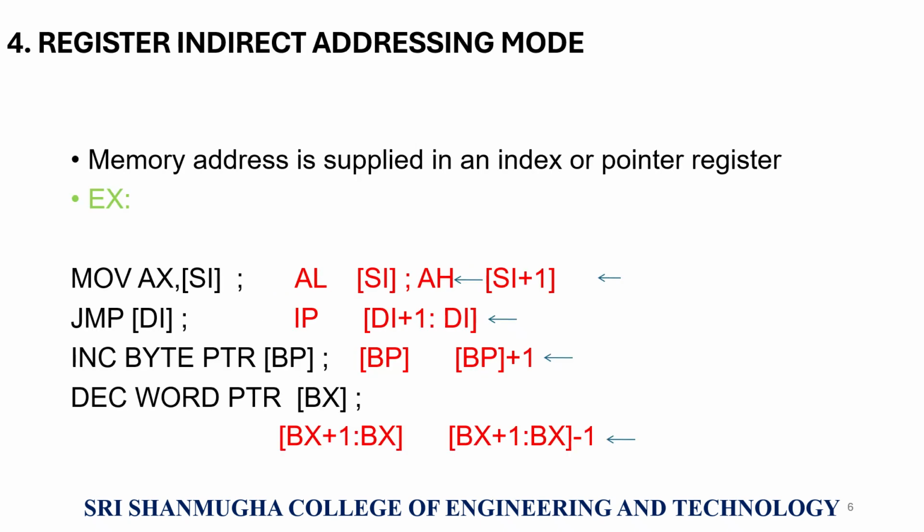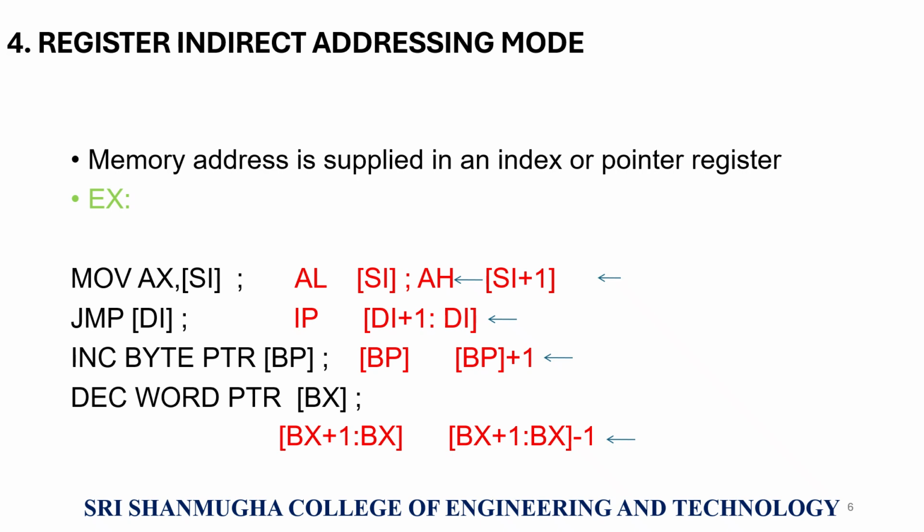The next one is register indirect. Here we utilize a register to find out the memory location. You can see the example MOV AX, [SI]. Since SI is specified inside a square bracket, the content of SI represents a memory location, that is, the offset address of the data where it is present in the data segment.